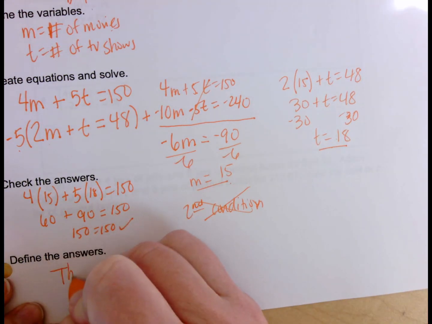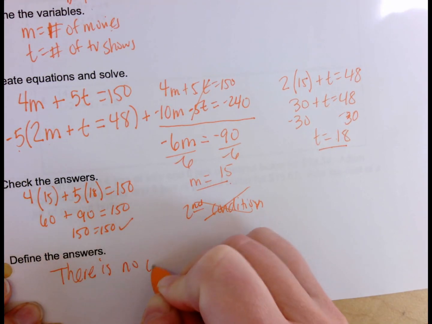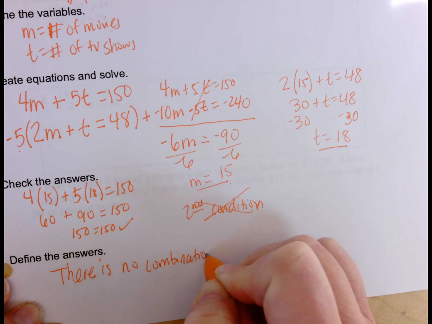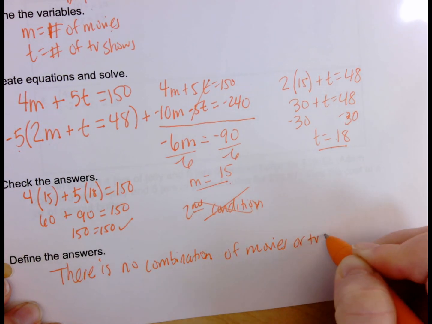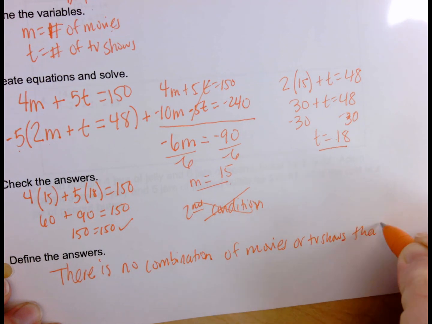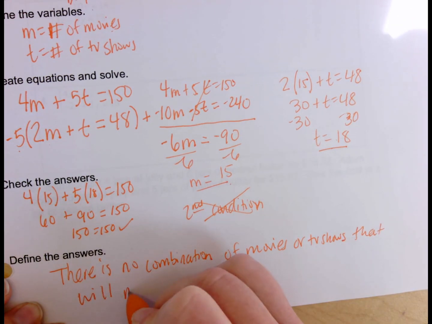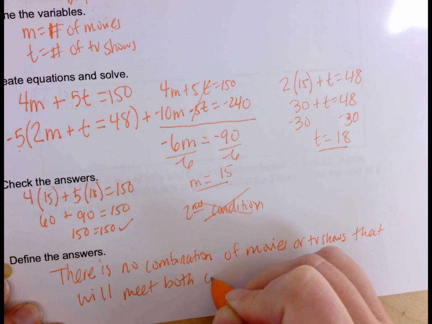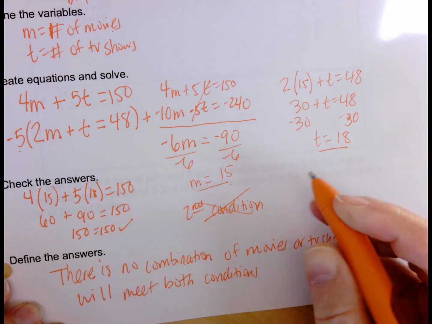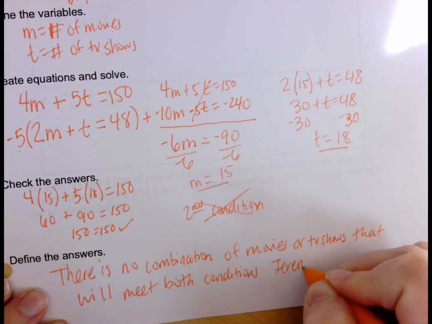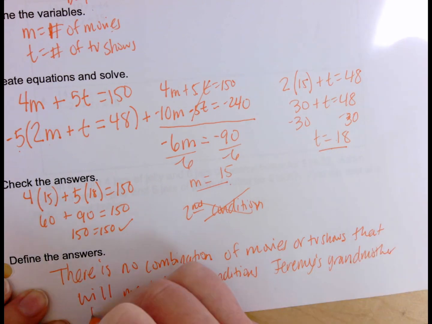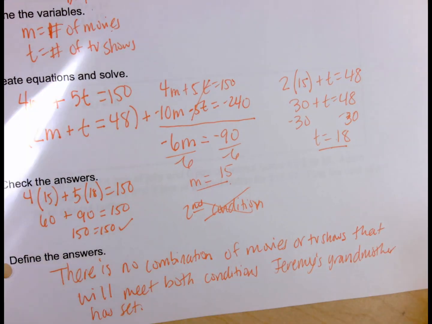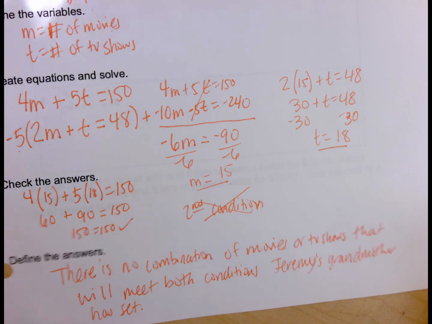So the answer here is that there is no combination of movies or TV shows that will meet both conditions Jeremy's grandmother has said. Okay, there's no way to do it. So this is a good example of when sometimes our answers are just not going to work out.